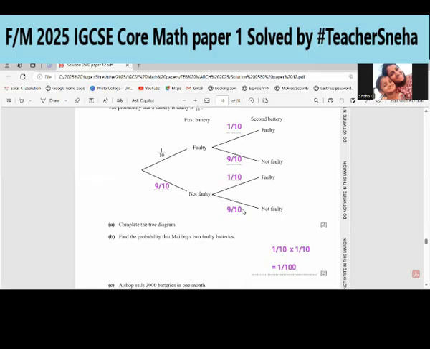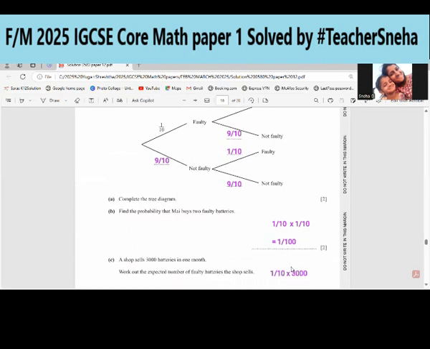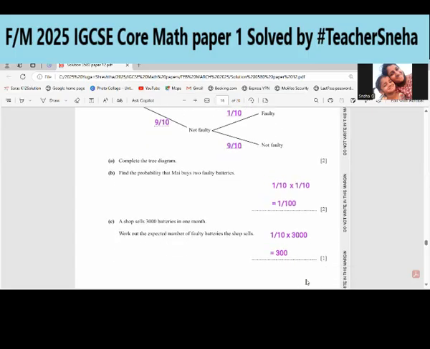Then find out the probability that Mike buys two faulty batteries. Two faulty batteries is faulty multiplied by faulty. The probability is 1 upon 10 into 1 upon 10. Final answer is 1 upon 100. The shop sells 3,000 batteries in 1 month. Work out the expected number of faulty batteries the shop sells. So 1 upon 10 are faulty batteries multiplied by 3,000. The faulty battery number is 300.